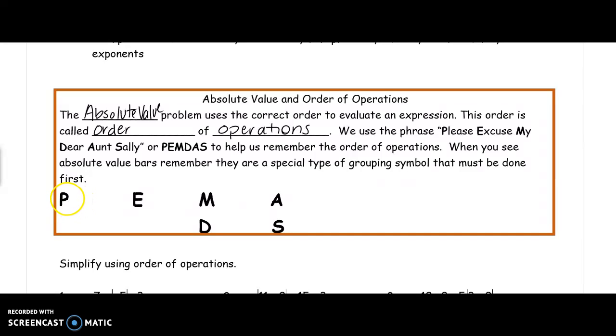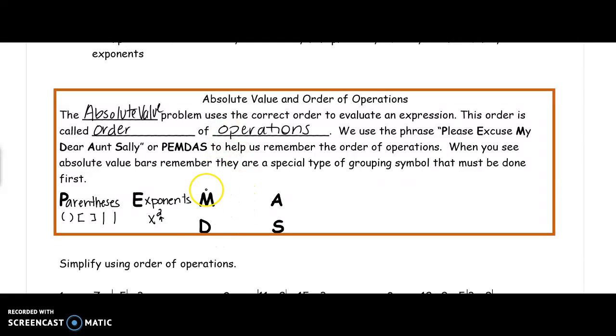So the first one is parentheses, which are your regular parentheses, your brackets. You now have absolute value bars that are included in those. E represents exponents, and those are the little numbers that have a base, so they're the small ones.